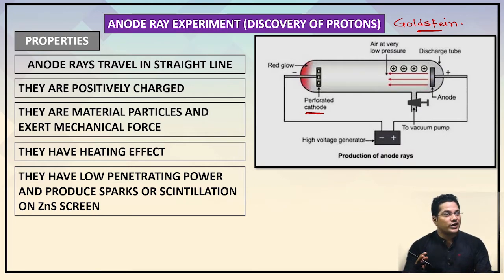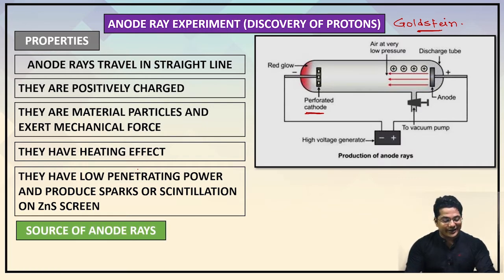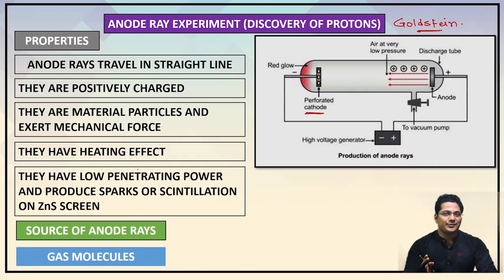Again, what is the source of anode rays? The source of anode rays is only the gas particle. Please remember this. The source of anode rays is only the gas particle, and it's not the material of the anode or cathode. Okay, let's move further.